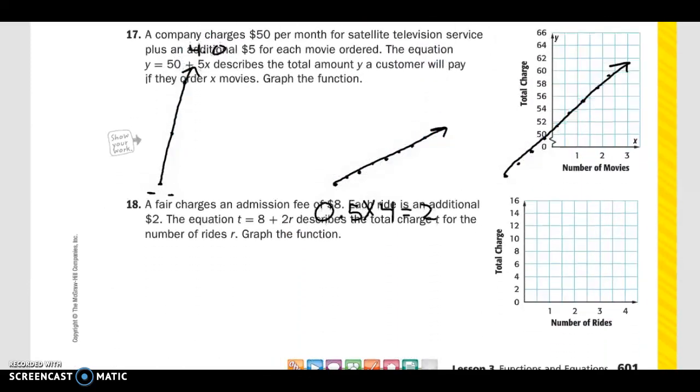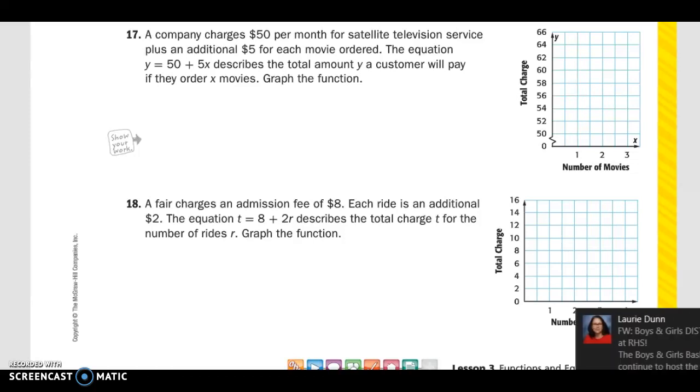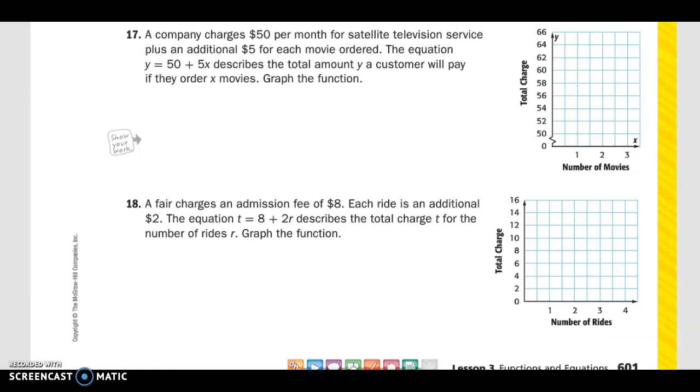Let's scroll up. We're going to look at 17 and 18. 17, a company charges $50 per month for satellite television service, plus an additional $5 for each movie ordered. They already wrote the equation for us. How nice is that? y equals 50 plus 5x describes the total amount. So all we have to do is take that equation, and we're going to graph it.